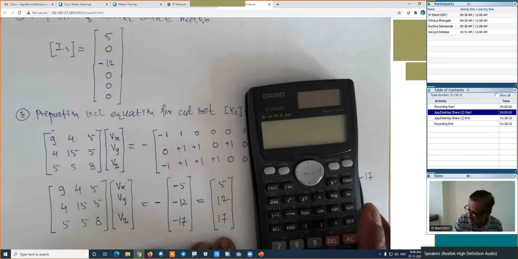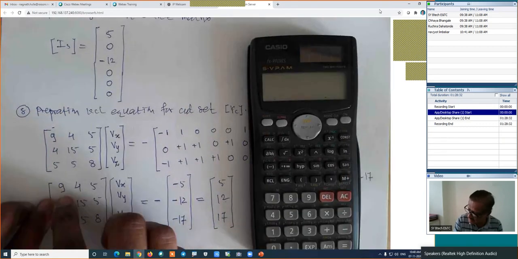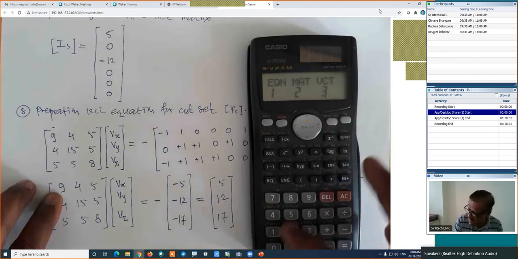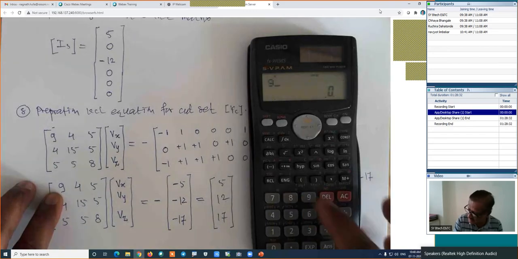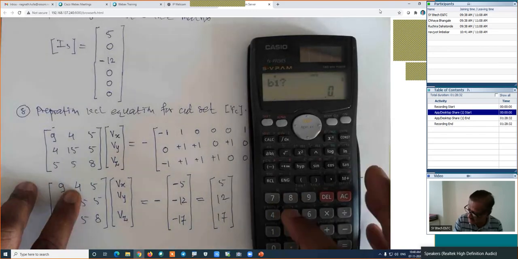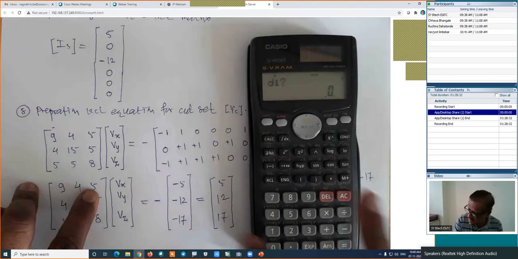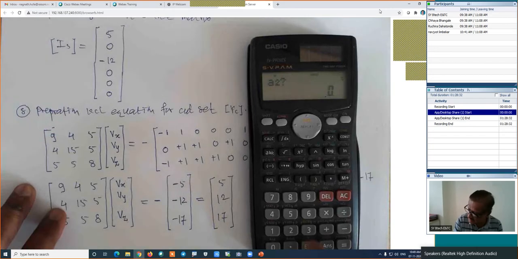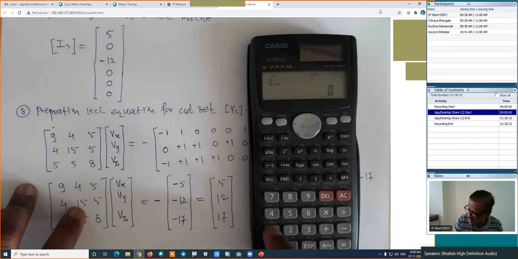Look here, I am entering these values into the calculator. This is 9. I will first go to the mode, choose the equation, and then select the unknowns as 3. The value of A1 is 9, then 4, then 5, and the next constant is 5 again. Then A2: this is 4, this is 15, the next is 5, and its constant is 12.